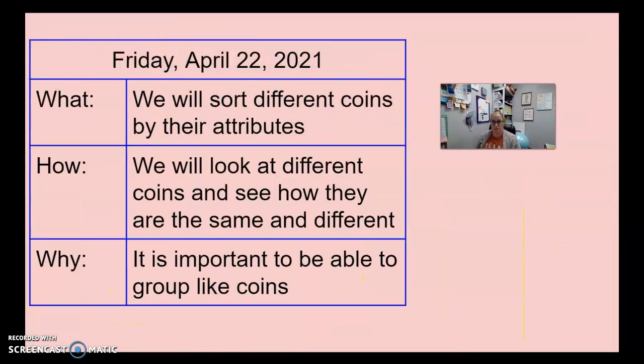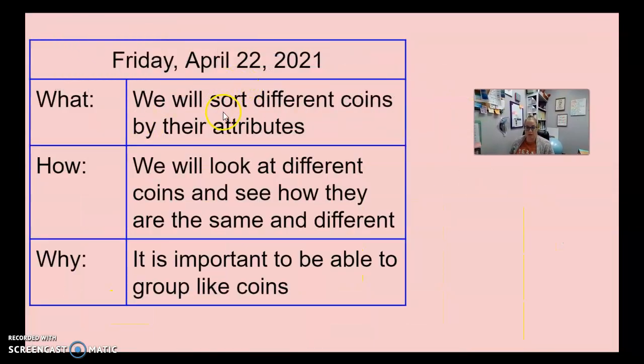So let's review what we talked about today. Today we sorted all of our different coins by their attributes. So like what color they were, what size they were, who was on them, if it was heads and if it was tails. We looked at different coins and we saw how they were the same and how they were different. And we did this because it's important to be able to group like coins.